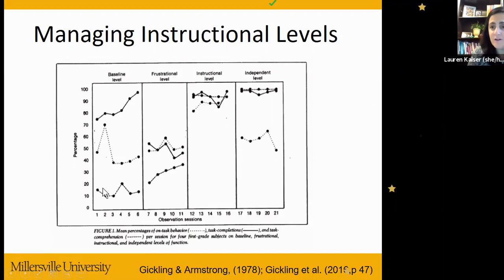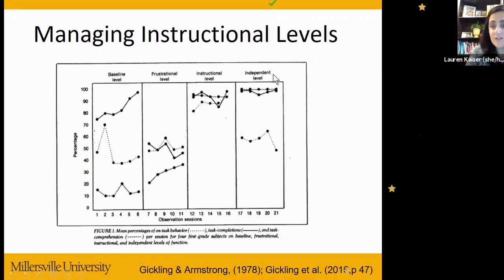And you can see that, kids didn't really understand what they were doing. They completed it, but they were off task about half of the time. So Gickling and his colleague did assessments with each child in the class to find out what did they know and what can they do. And they created tasks that were too hard, tasks that were just right at instructional level, that 93 to 97%, and tasks that were too easy.